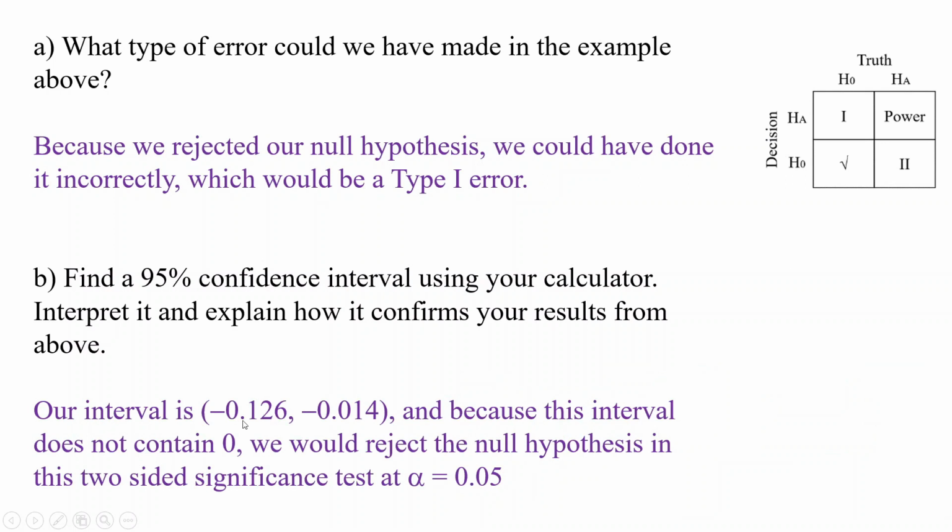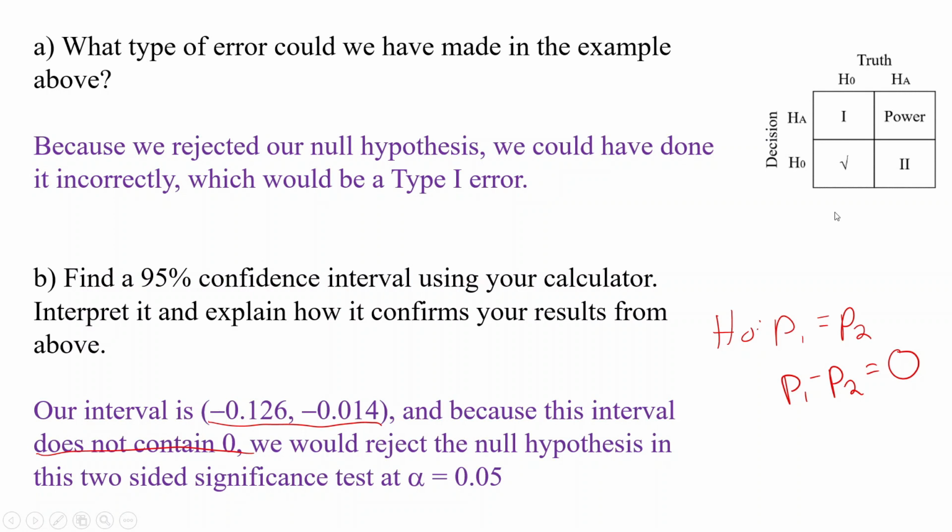Okay. So because our interval does not contain our null hypothesis, remember our null hypothesis was they were equal to, and if they are equal to each other, that means that when you subtract them, when you find that difference, it is going to be 0. So because this interval does not contain 0, we would reject the null hypothesis in a 2-sided significance test of alpha equals 0.05.